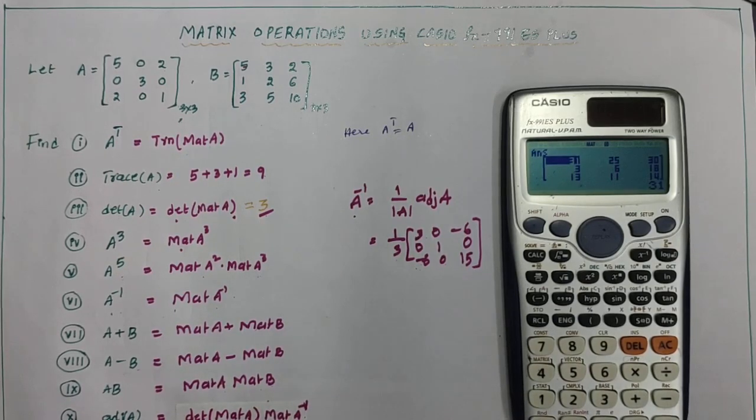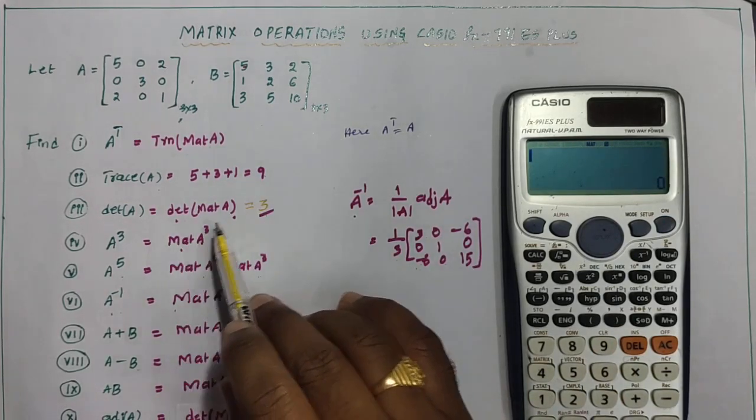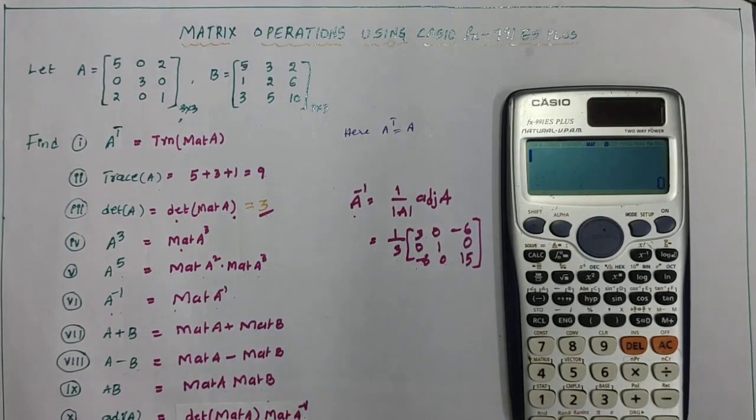Now I am finding the elements of the adjoint of A. Here we have this syntax, det of mat A into mat A inverse. You know determinant of A is a 3. 3 into you can write the mat A inverse. Otherwise you can write on the screen like det of mat A into mat A inverse.